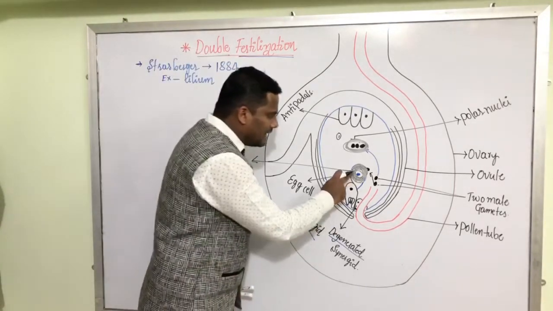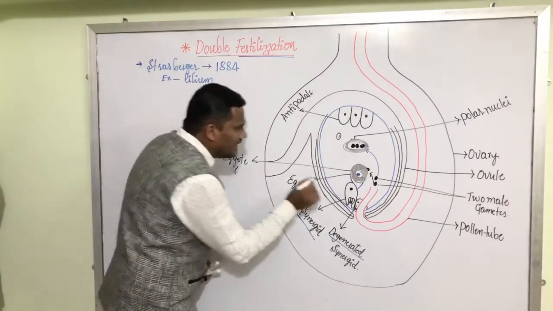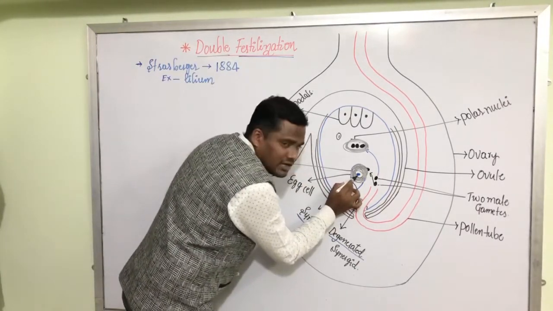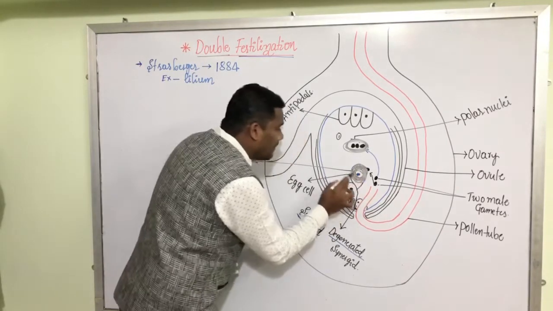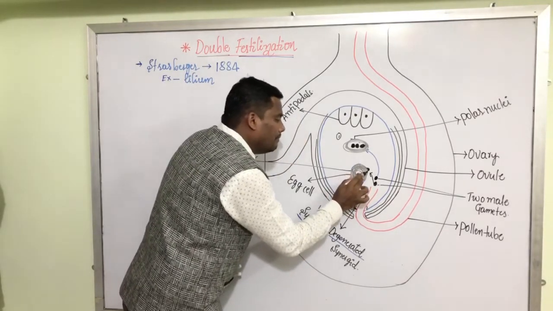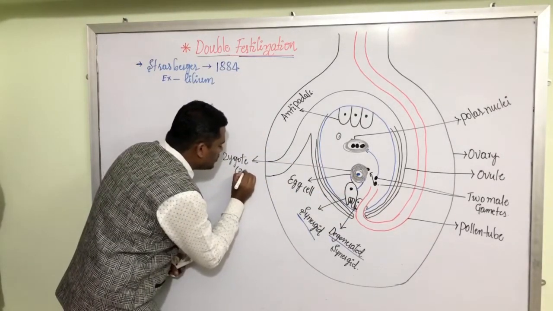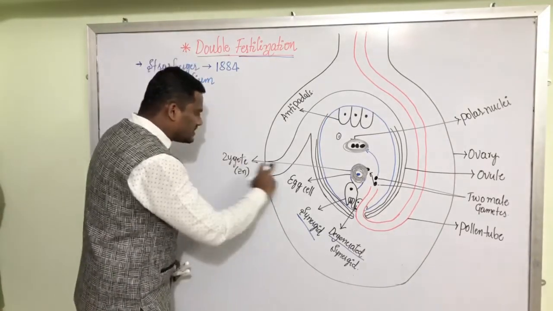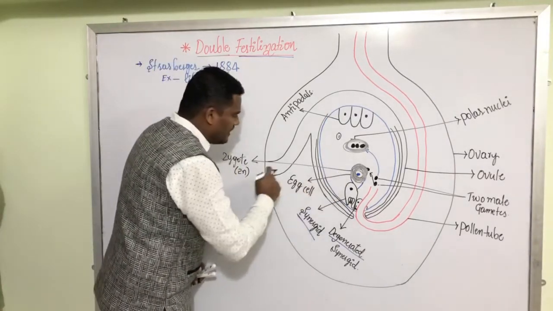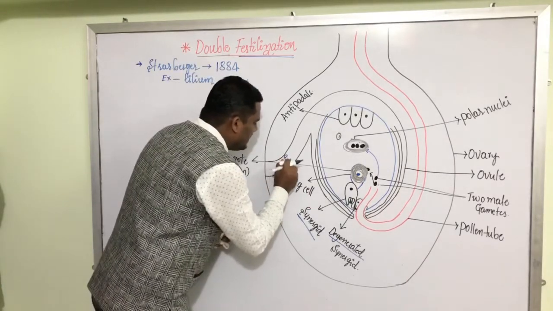The male gamete that fuses with the egg forms the zygote. Here there is a haploid nucleus of the egg and a haploid nucleus of the male gamete. Haploid plus haploid becomes the diploid condition. This fertilization event is also called syngamy.